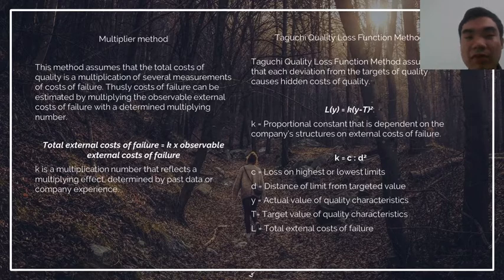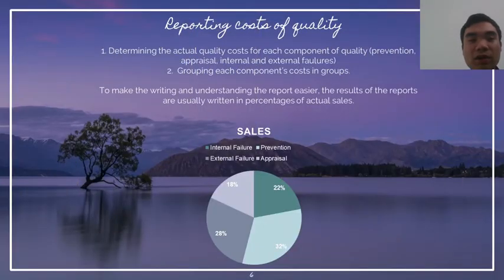After that, we have the Taguchi quality loss function method, which assumes that each deviation from the targets of quality causes hidden costs of quality. The equation is Ly equals K times (Y minus T) squared. After measuring the cost of quality, we can report on the cost of quality. With information on cost of quality, managers can decide whether or not they want to improve on the quality or leave it as it is.